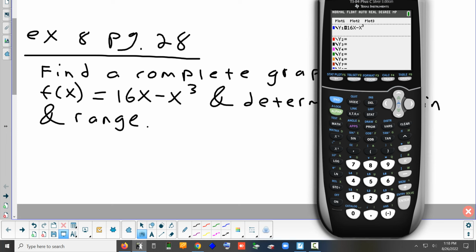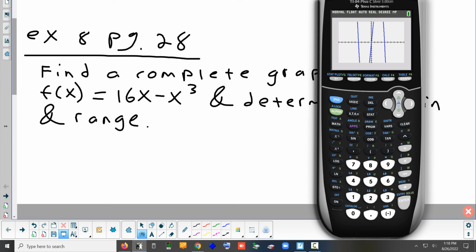All right, let's start with a zoom 6. That's always a good place to set your window, and then just see what this looks like. So this is a cubic function. And I'll give you a hint. A cubic function is always connected. You never have to lift your pencil to draw it. So do you think that's a good window? No, because it's going off the screen a little bit.